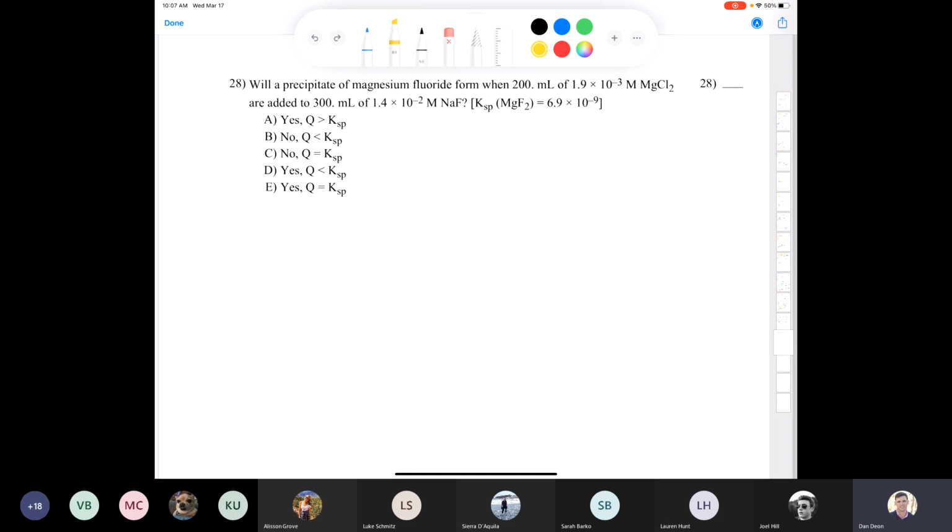So they give you all the information that you need. You can tell just by looking at the possible answers that we're going to calculate Q based off of the concentration of magnesium ions and the concentration of fluoride ions.